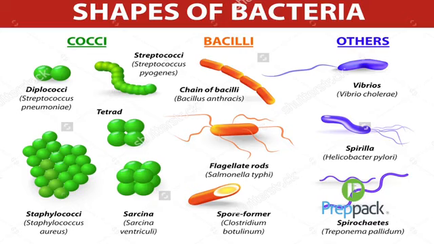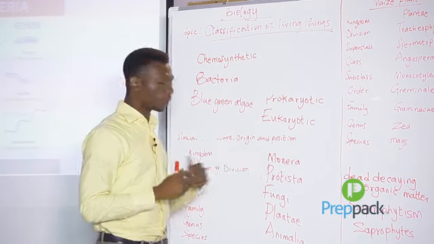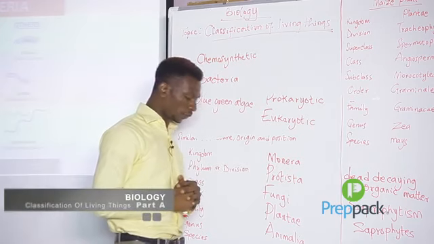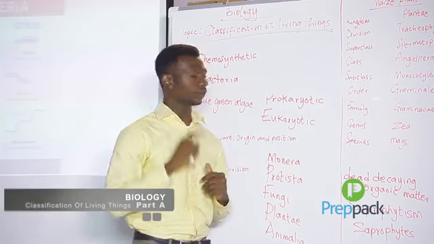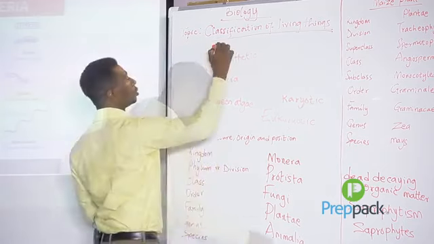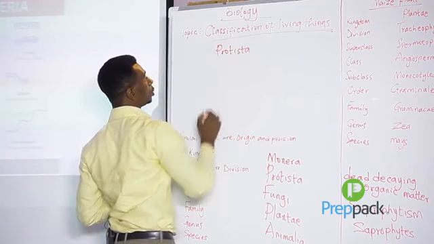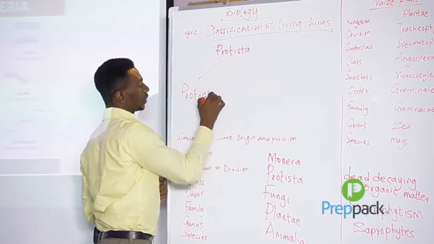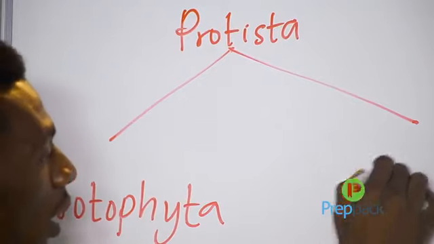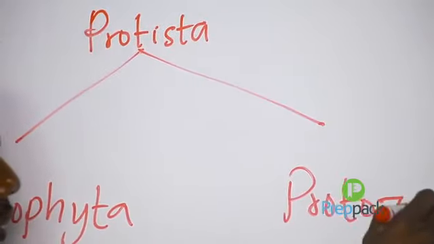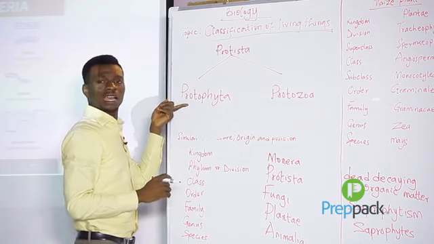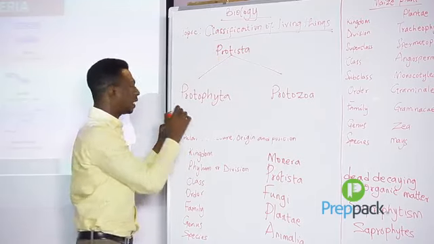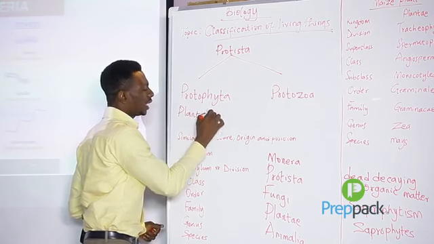Coming back to the kingdom classification, let's talk about kingdom Protista. Now, kingdom Protista is made up of two phyla. Phylum for singular, phyla for plural. You have the phylum Protophyta. I have the phylum Protozoa. Now, the phylum Protophyta are organisms in the kingdom Protista that have plant-like features.